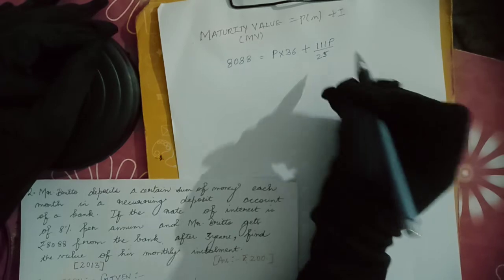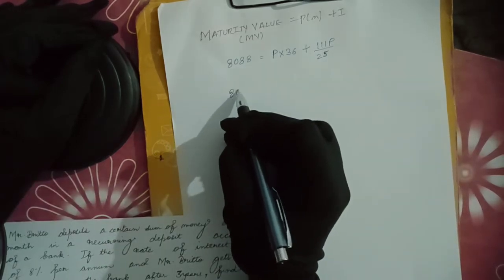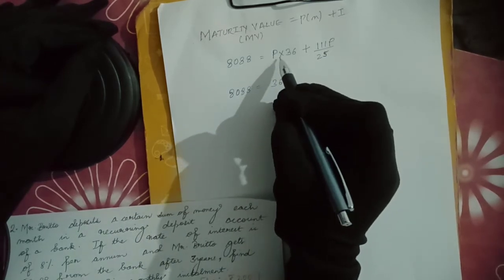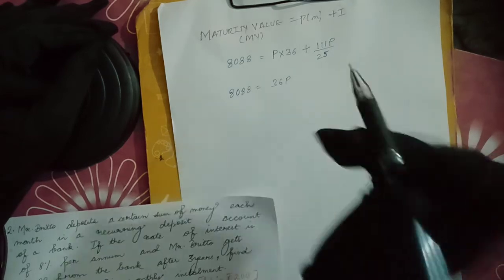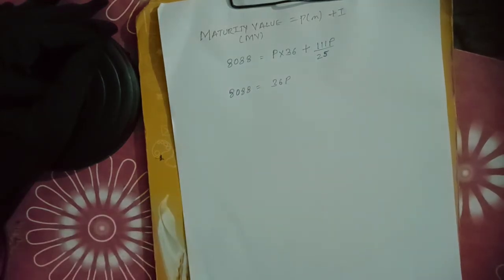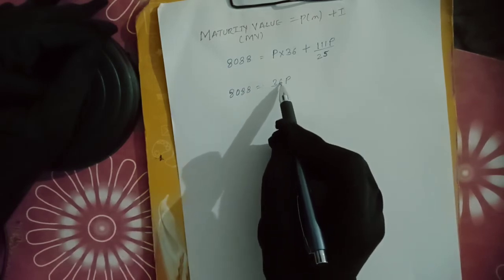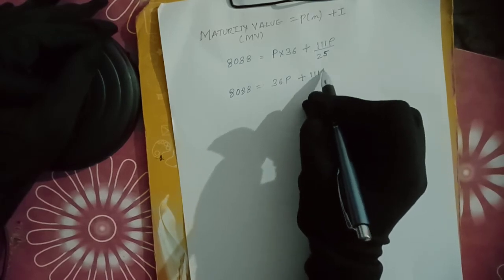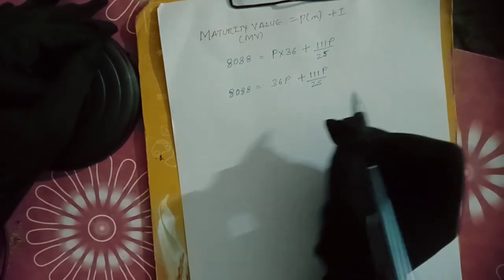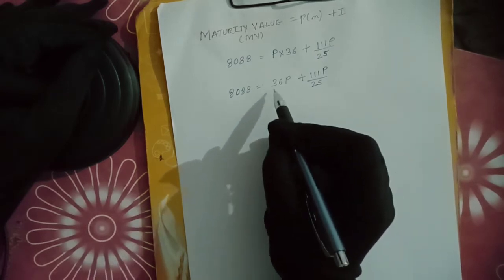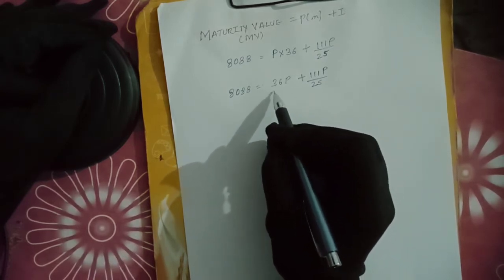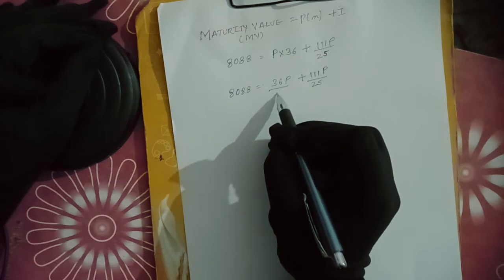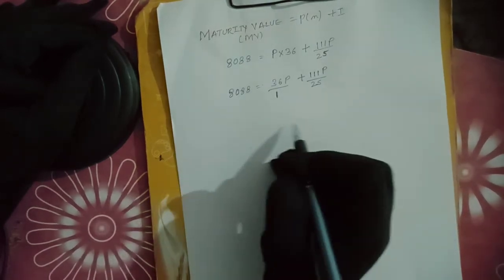Okay, so what we would do now is 8088 equals 36P, right? When we multiply a number and a variable, P is just a variable, a letter we are multiplying with a number, so it just gets attached to that number. P into 36 is 36P plus 111P by 25. Okay, now what we can do over here is add it up. This is a number in fraction, so for addition we would be using the fraction addition method. And how do we do that?